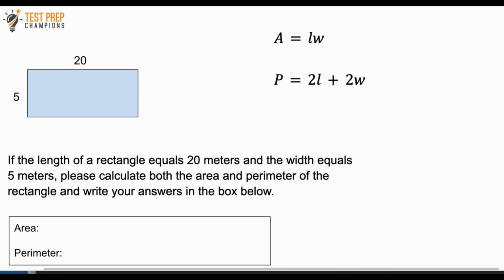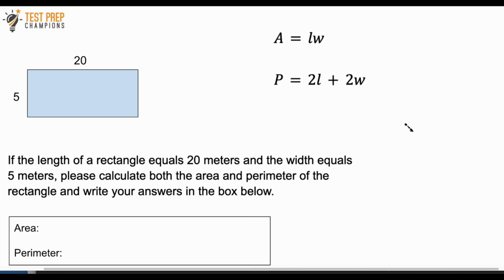If the length of a rectangle equals 20 meters and the width equals 5 meters, please calculate both the area and perimeter of the rectangle and write your answers in the box below. Now, since we're just practicing, I put the formulas right here. This is area equals length times width, and perimeter equals 2L plus 2W. But just know, as always, that on the real test, you'll want to go to the formula sheet that they'll give you and pick out the formulas. I'm just providing them here for the sake of time since we're just practicing.